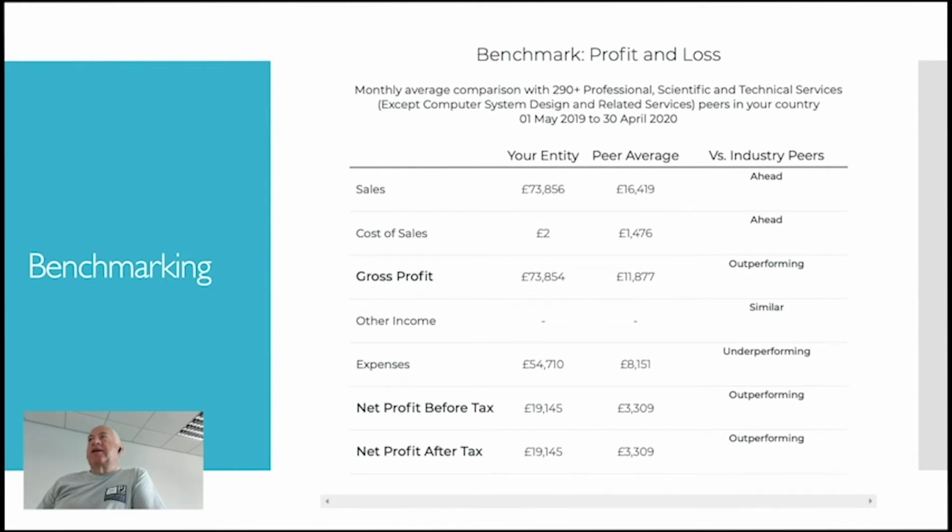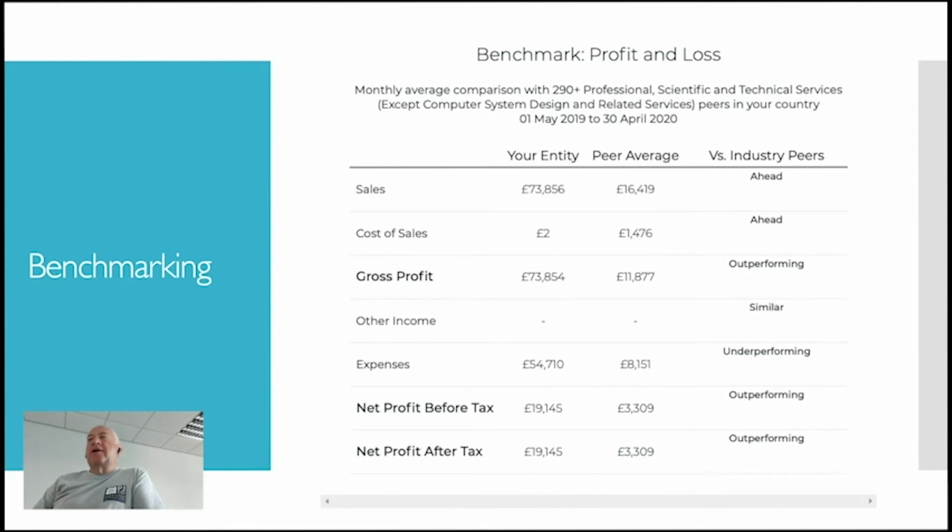For example, in the example we're showing you on the screen, sales for your entity are £73,000. The average for this sort of industry, which happens to be professional, scientific and technical services, which is quite a wide description, is £16,000. So you're way ahead in sales. Now, that doesn't necessarily matter that much in itself. It's more a matter of how that changes over time, and also where you see yourself in the industry. Obviously, in this case, you may see your firm as larger than the average firm in this particular industry.